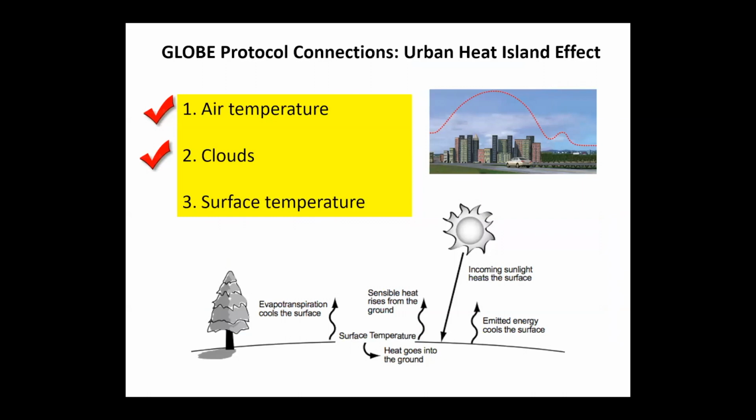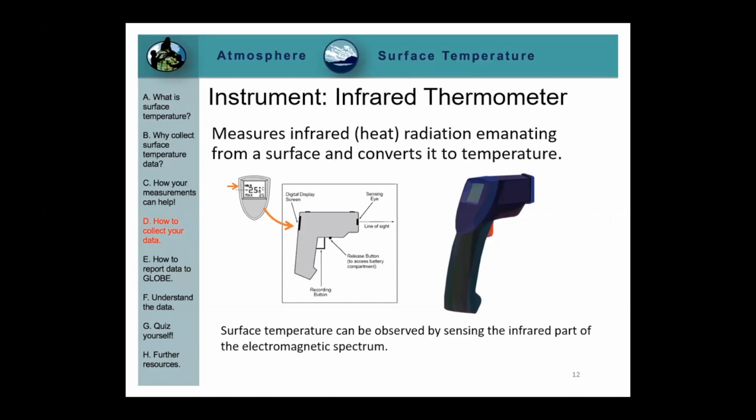But the GLOBE Protocol connections then that are in this urban heat island effect, Dr. C would like folks to take air temperature measurements, cloud measurements, and surface temperature. Now, the reason I haven't checked surface temperature is probably your students would have access to a thermometer of some sort. They can certainly observe clouds, but they need a special instrument for surface temperature.